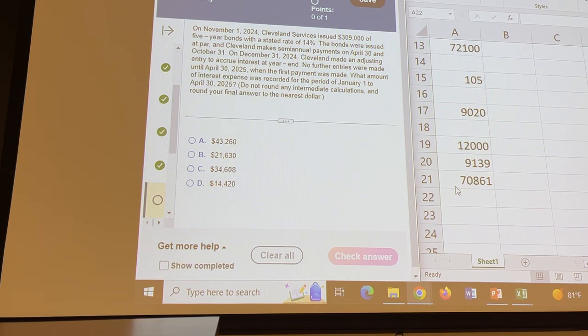On December 31st, they made an adjusting entry to accrue interest expense at year end. No further entries were made until April 30th, when the first payment was made. What amount of interest expense was recorded for the period of January 1st to April 30th? Okay, so they're issued at par, so that makes it easier. So I would take $309,000 times 14%.